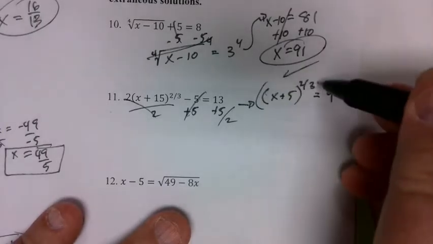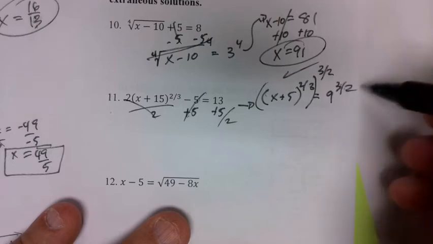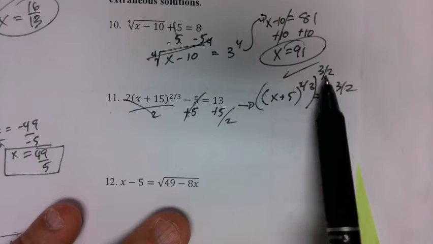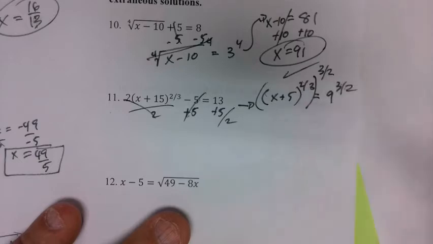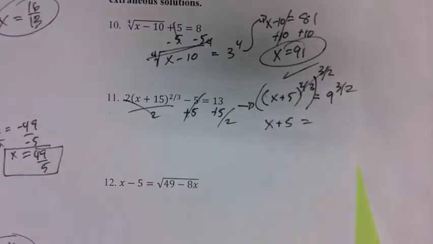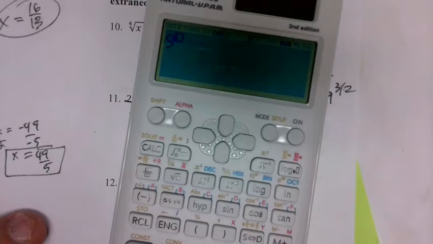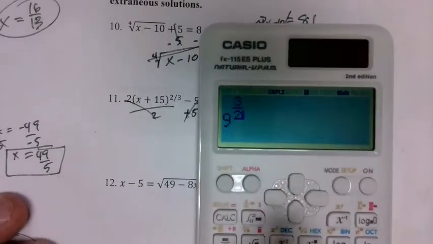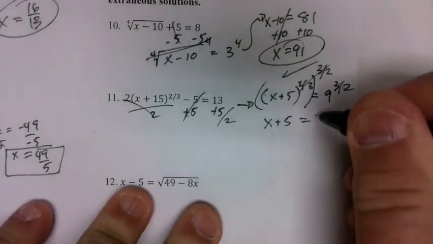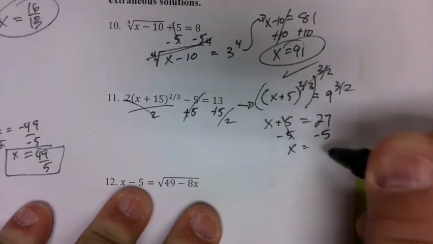The power that will cancel this 2/3 is 3 over 2. Remember, if it's a rational exponent like this, you flip this fraction, 2 over 3 changes to 3 over 2, bring each side to the power of that flipped fraction. That's going to cancel, and I get x plus 5 equals 9 to the power of 3/2. Make sure you know how to enter that in your calculator. My calculator, I do it exactly how it looks like, and I get 27. And then I just subtract 5, and I get x equals 32.